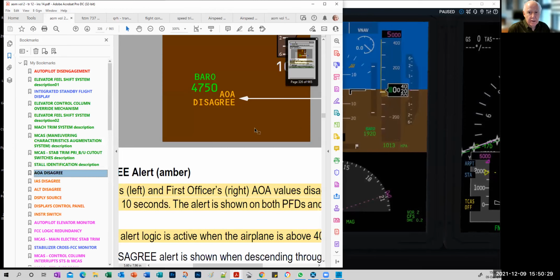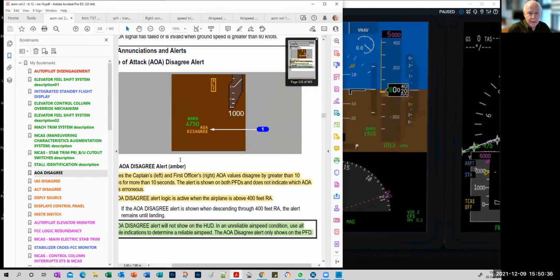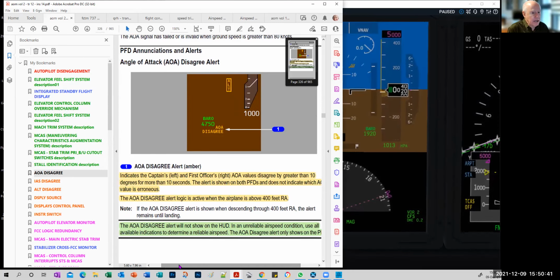Now, if we go and have a look at these messages, AOA disagree. And let's have a look at the airplane. There's where it would be right here on the PFD. Let's go back to the FCOM. And it says it indicates the captain's and the first officer's angle of attack values disagree by greater than 10 degrees for more than 10 seconds. The alert is shown on both PFDs and does not indicate which one is erroneous. So you would get the same message on the captain's PFD and on the first officer's PFD.